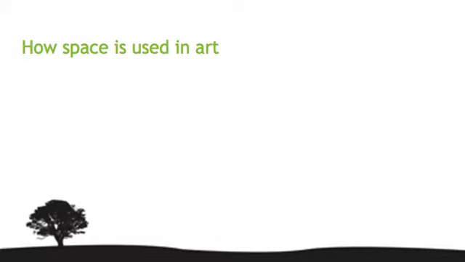So same image, more of the positive space is being used by the tree. This is about 50-50 of positive space versus negative space. Let's do the same image again and make the positive space the majority of the space in this artwork. So you can see that just by changing the use of space in the same image, it's going to create a whole different artwork.